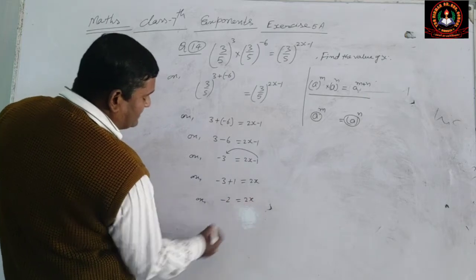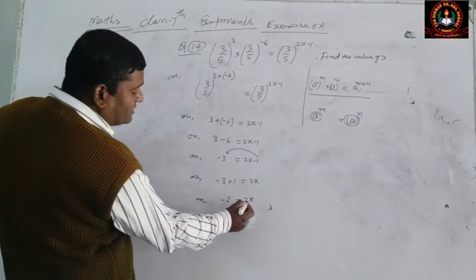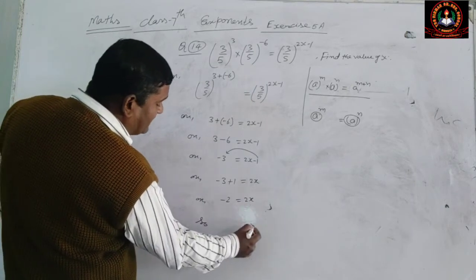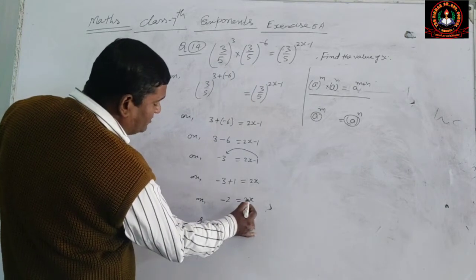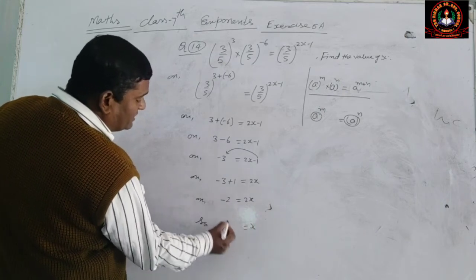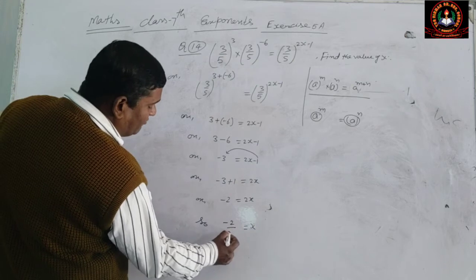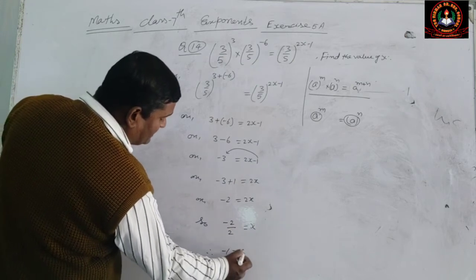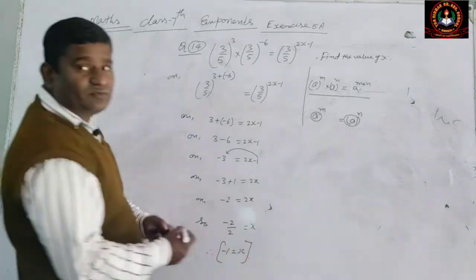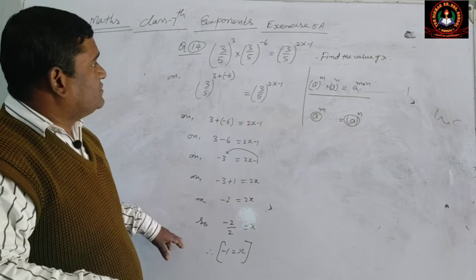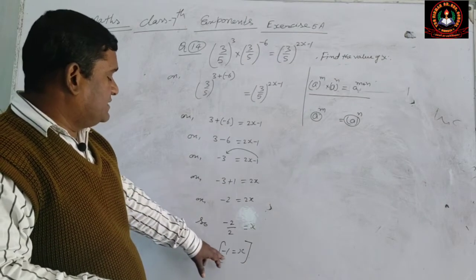Minus 2 is equal to 2x. Now we have to find the value of x, so we may write x is equal to, here is multiply, then we divide this 2 by this 2, minus 2 upon 2, and it gives minus 1, means x is equal to minus 1. Finally we get x is equal to minus 1. This is the value of x.